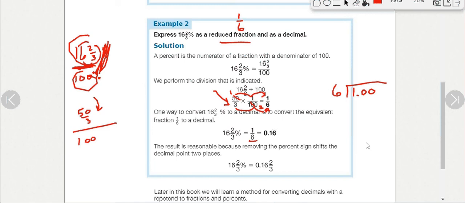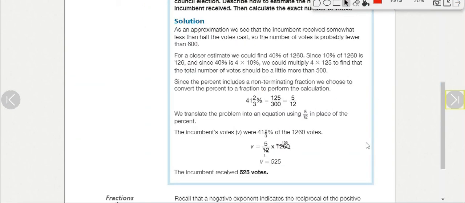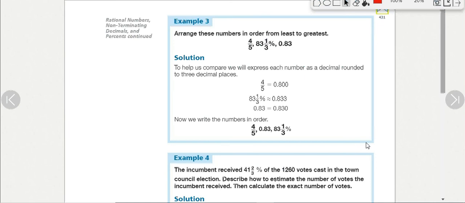Okay, and you end up with this, and then this is going to repeat. So it's just 0.16 repeated. So use the fraction to get the equivalent decimal. Head back to example 2 if you get more of these and you get confused.